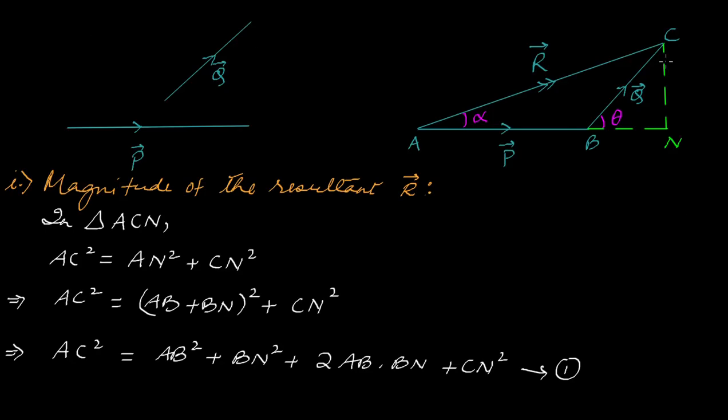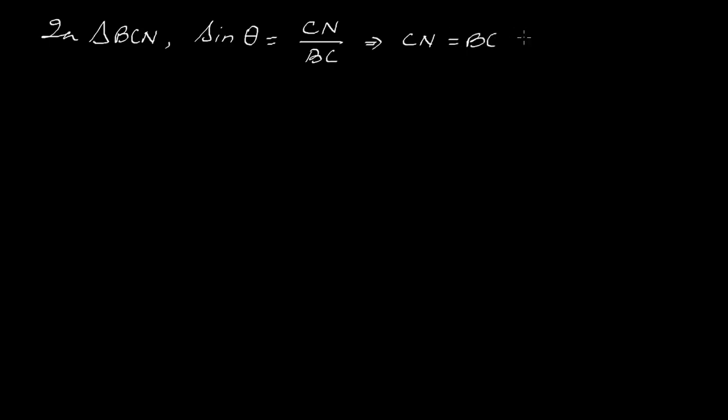All right, so in triangle BCN, sine theta is perpendicular. Perpendicular here is CN, hypotenuse here is BC, so CN by BC. So this implies CN is equal to BC sine theta. Equation 2.